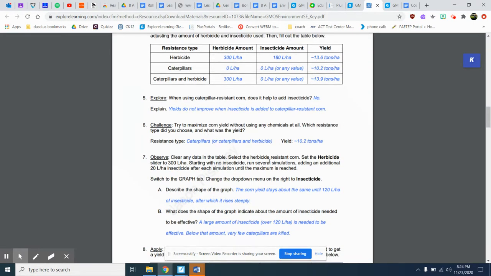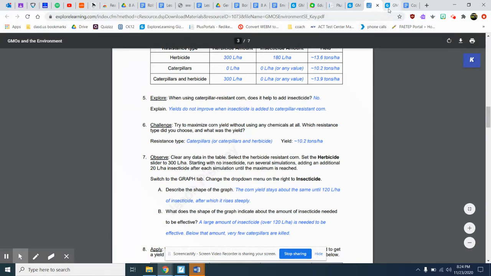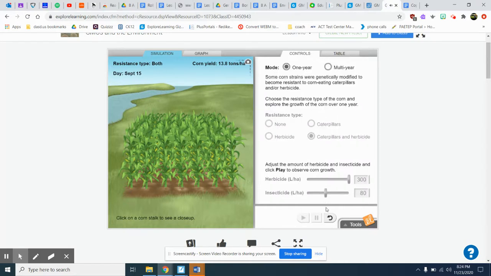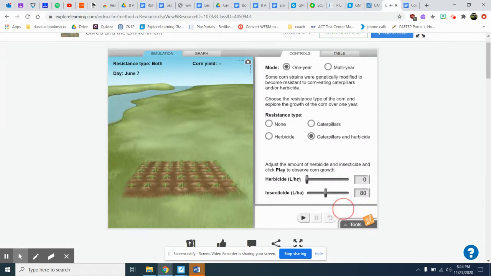7, observe. Clear any data in the table. Select the herbicide-resistant corn. Okay, so we'll do that right now. We are clearing everything. Let's reset everything. Okay, so number 7, select the herbicide-resistant corn. Boom. Okay, so the genetic modifications made to this corn strain already make it herbicide resistant. You're going to slide that to 300 liters per hectare.